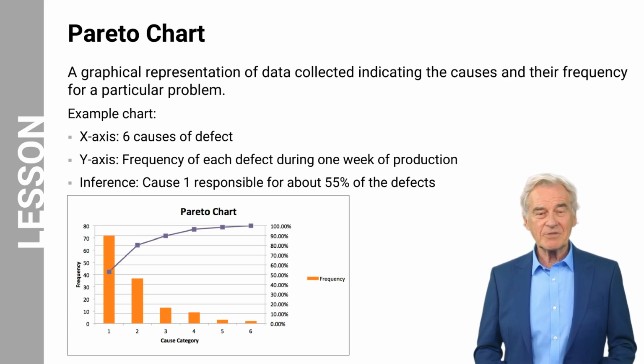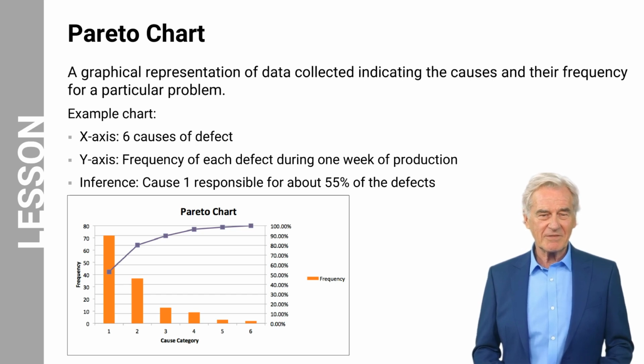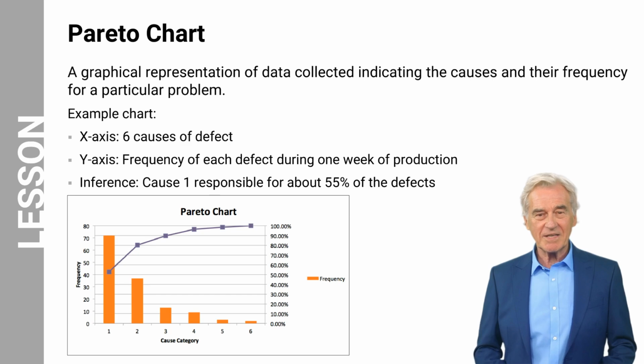The purple curved line on the chart indicates the cumulative percentage of the number of problem occurrences. So therefore, cause category 1 is responsible for about 55% of all defects, and category 1 plus category 2 are responsible for 80% of all defects. The cumulative percentage line continues to move up and never moves down because you are always adding in more defects to the cumulative percentage.